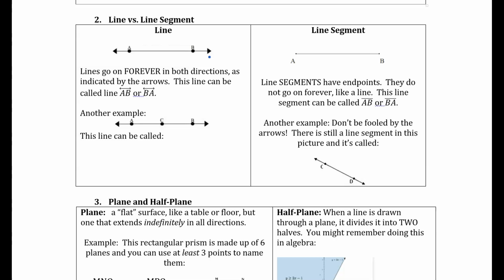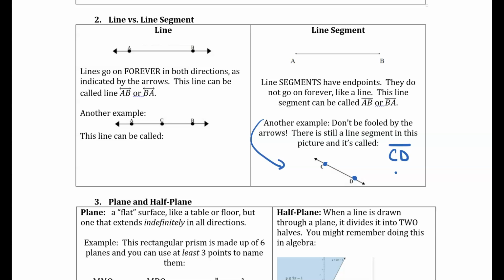Now it's possible, like down here, I say don't be fooled. Sometimes you might see a picture like this, and there is a line segment within the line. So you could say, okay, let's get our rulers and I want you to measure line segment CD. And the way that you would write that is with a line on the top, but you don't see any arrows. So if you don't see any arrows, that refers to line segment CD. That's measurable because it has 2 endpoints, a start and a finish.